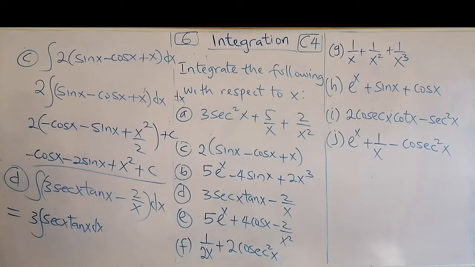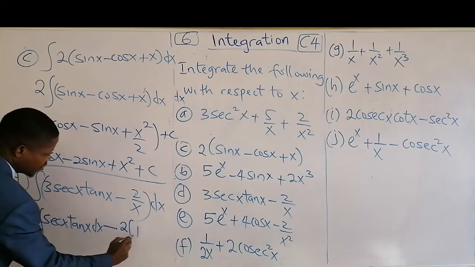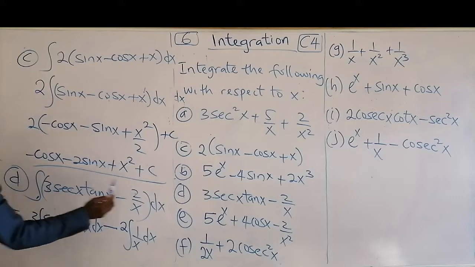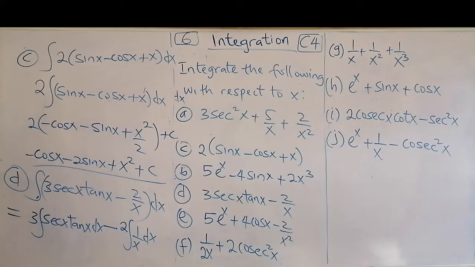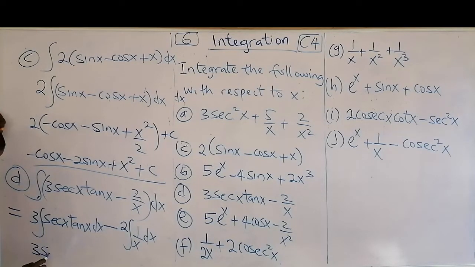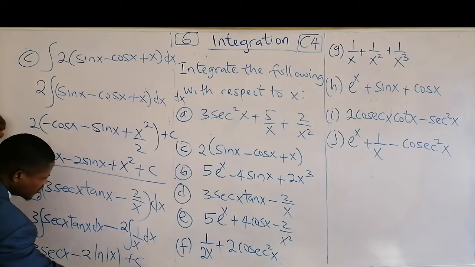Okay, and then minus 2 also can go outside, and that will be integral of 1 over x dx. I've said integral of a sum or difference of functions will be the integral of each of those functions. Integral of this, integral of this. So on the final note, this is the direct table, which will be 3 sec x, and then minus 2 ln x plus c.